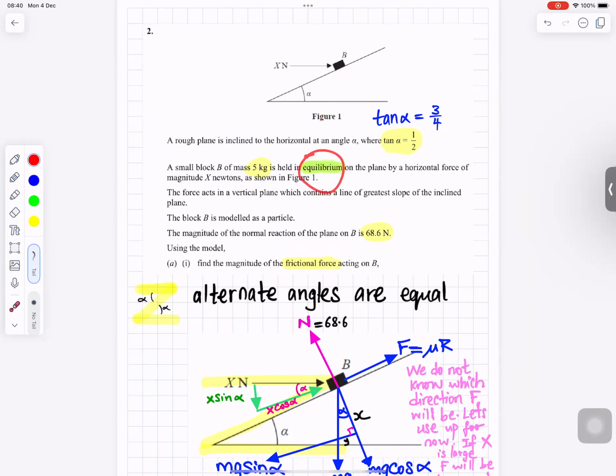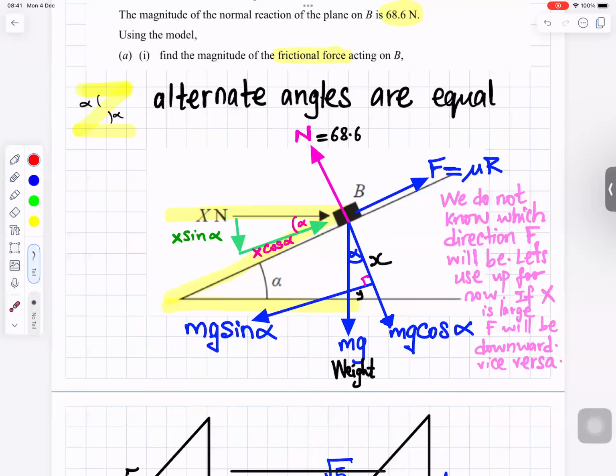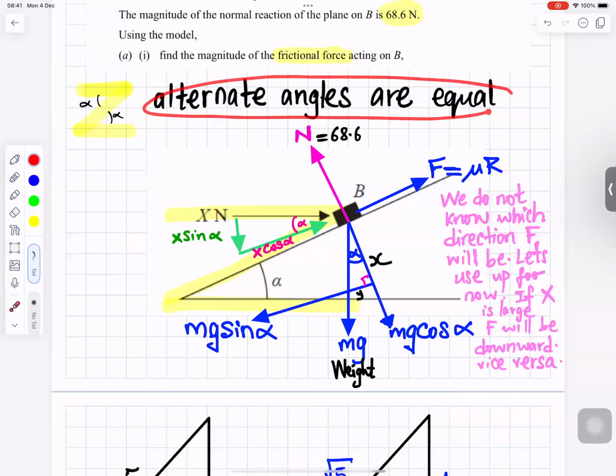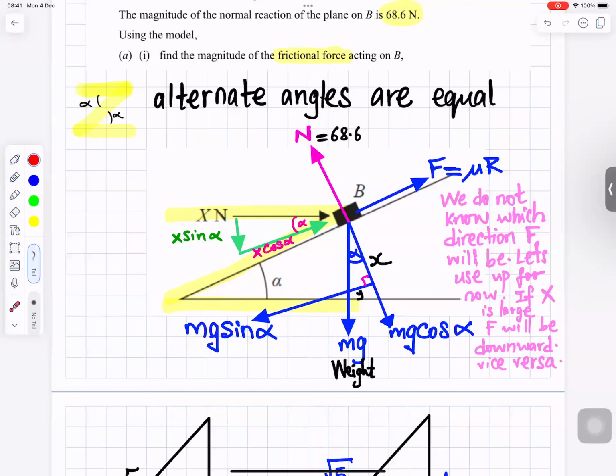So I've highlighted some of the important things there, like the 5 kg, equilibrium, 68.6 for the reaction, frictional force. And for this type of question, we need to do a very good diagram. So one of the things to notice is, you see the Z there in the yellow at the top corner. I'm using the idea that alternate angles are equal. So when you do the diagram, there's the vertical force, the weight coming down, which we call mg. W is equal to mg.